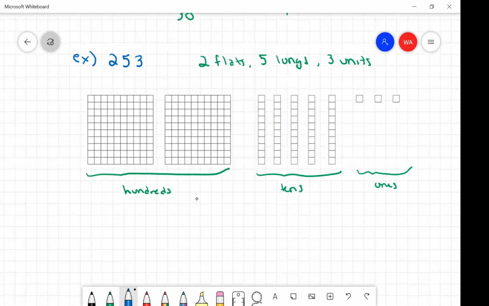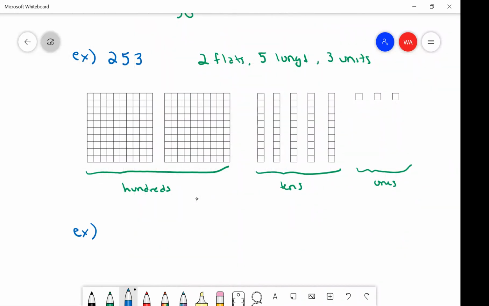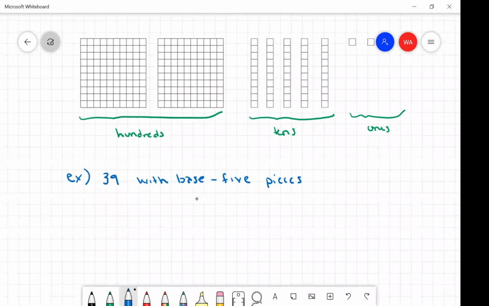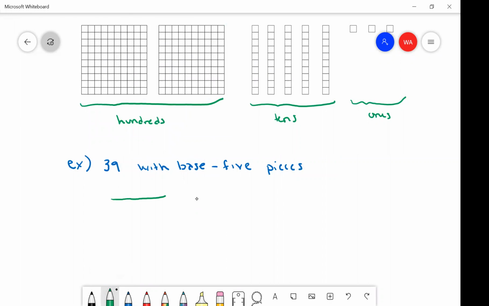Okay, so let's say I have a smaller number. How about 39? All right, 39. And let's say I want to represent 39 with base 5 pieces. So I wouldn't have a 10 by 10 grid anymore. My grid would now be 5 by 5. So 5 rows, 1, 2, 3, 4, 5, pretending those were all perfect. 5 columns, 1, 2, 3, 4, 5. So that's a 5 by 5, or 25.